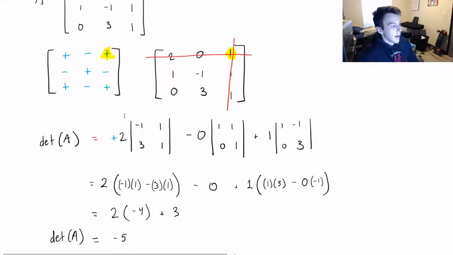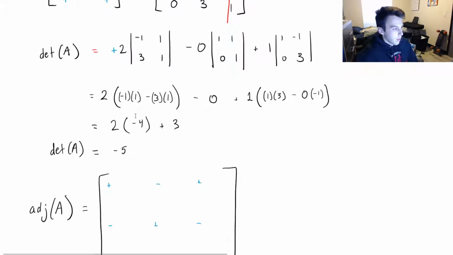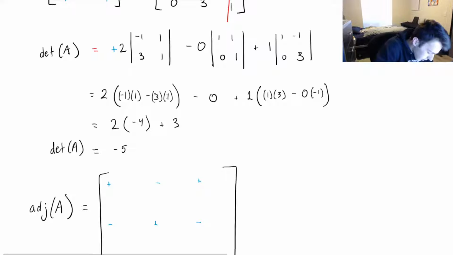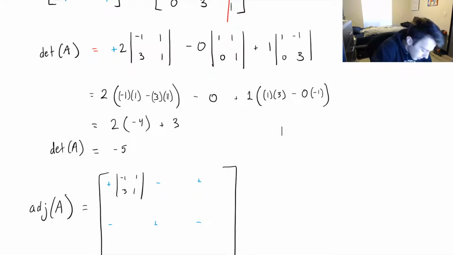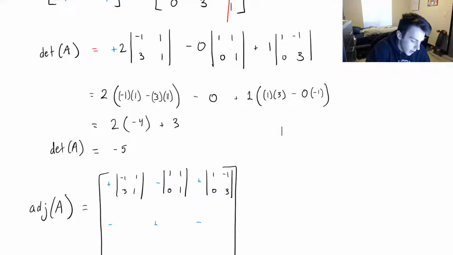So the first one I know is -1, 1, 3, 1. The second one we've got 1, 1, 0, 1. And then we've got the last one: 1, -1, 0, 3. Oh, and while I'm here, remember that we also have to transpose this matrix as well.